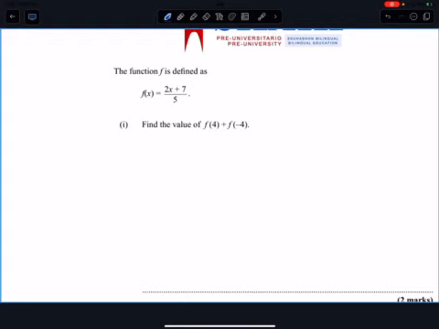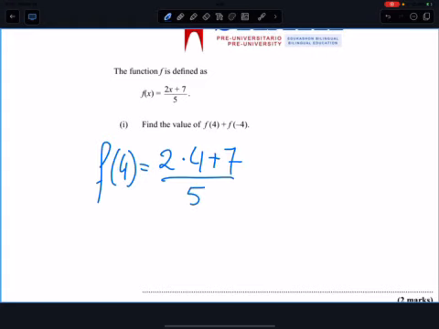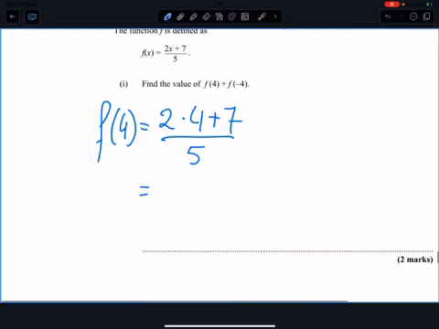This is chapter 8. When you have f with a number inside, this is chapter 8. F with a number inside, that means the x is 4. So for f4, that means 2 multiplied by 4 plus 7 divided by 5. That's all it means. You have 15 divided by 5 equals 3. So f4 equals 3.